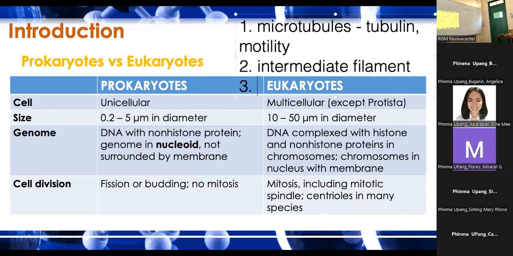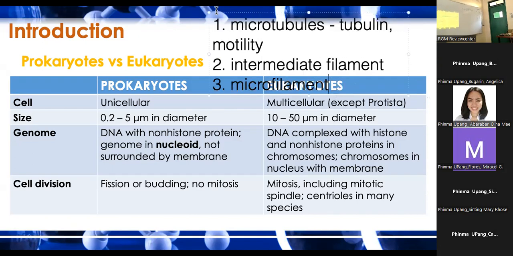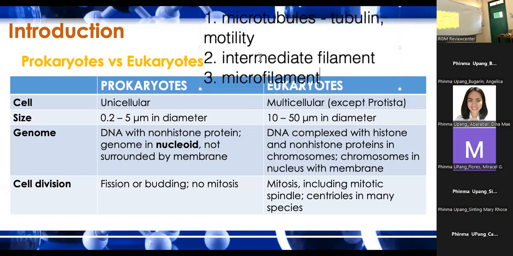And then lastly, you have your microfilament. The microfilament is the smallest of the three. And the microfilament is made up of actin fibers. Kaya ang tawag sa kanya ay actin filaments. Alright? So the microfilament's purpose is for intracellular movements.